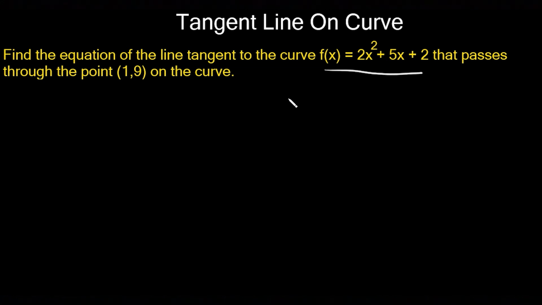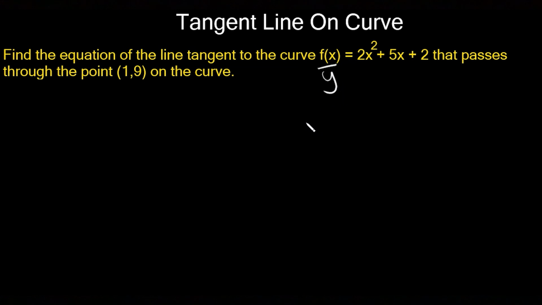But assuming you know how to take the derivative, let's go ahead and talk about how we're going to do this problem. So the first thing that we need to do is find the instantaneous rate of change at any x value on this curve, because that will give us the slope of the tangent line. So what we have to do is take f of x, which we know is really y, right? F of x is really y.